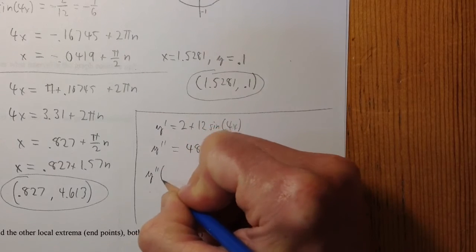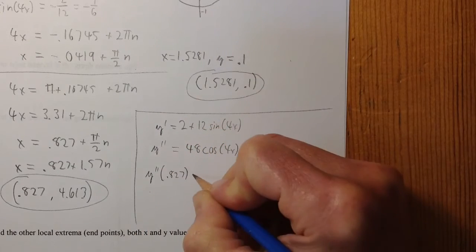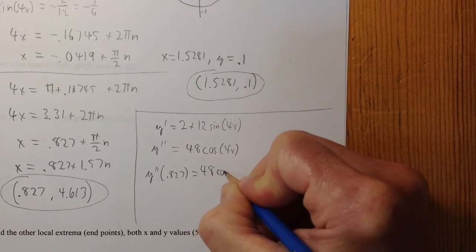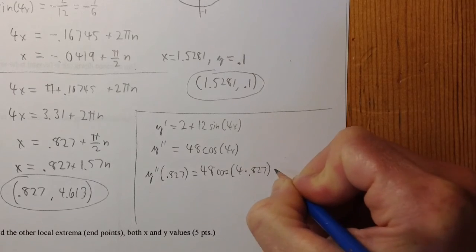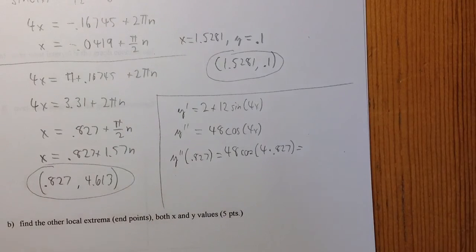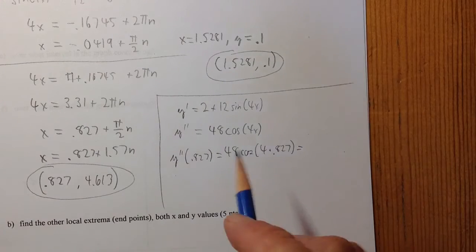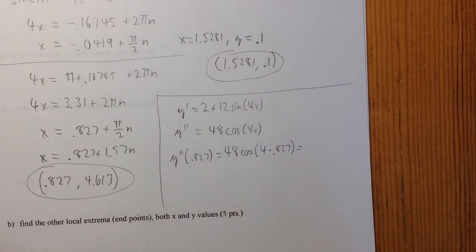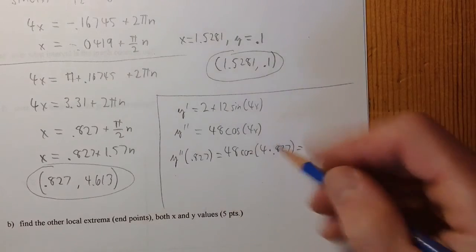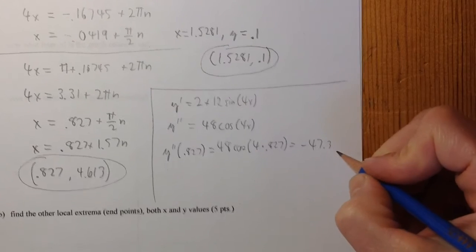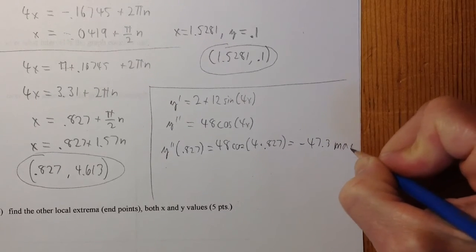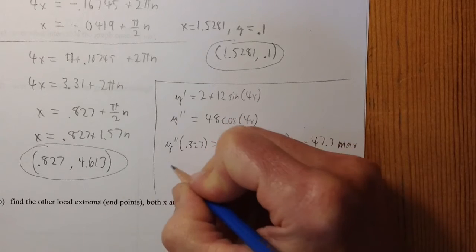So y double prime at 0.827, make sure your calculator's in radians, equals 48 cosine of 4 times 0.827. So let's do that. 4 times 0.827, cosine. I get that's negative. So clearly times 48 is negative. I'll do that anyway, but I don't have to. Negative 47.3. So that means it must be a max. And then the other one has to be a minimum, but we'll try it anyway.